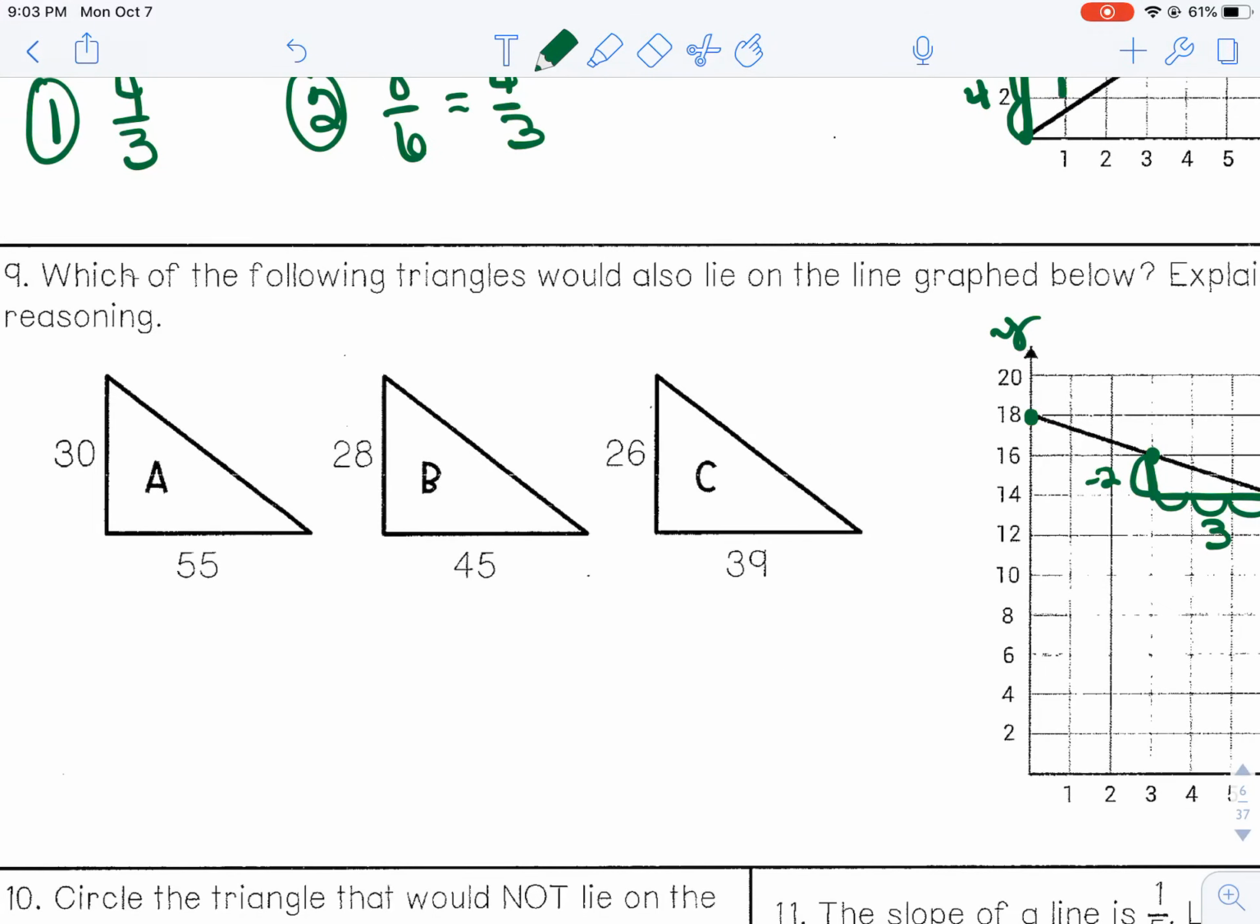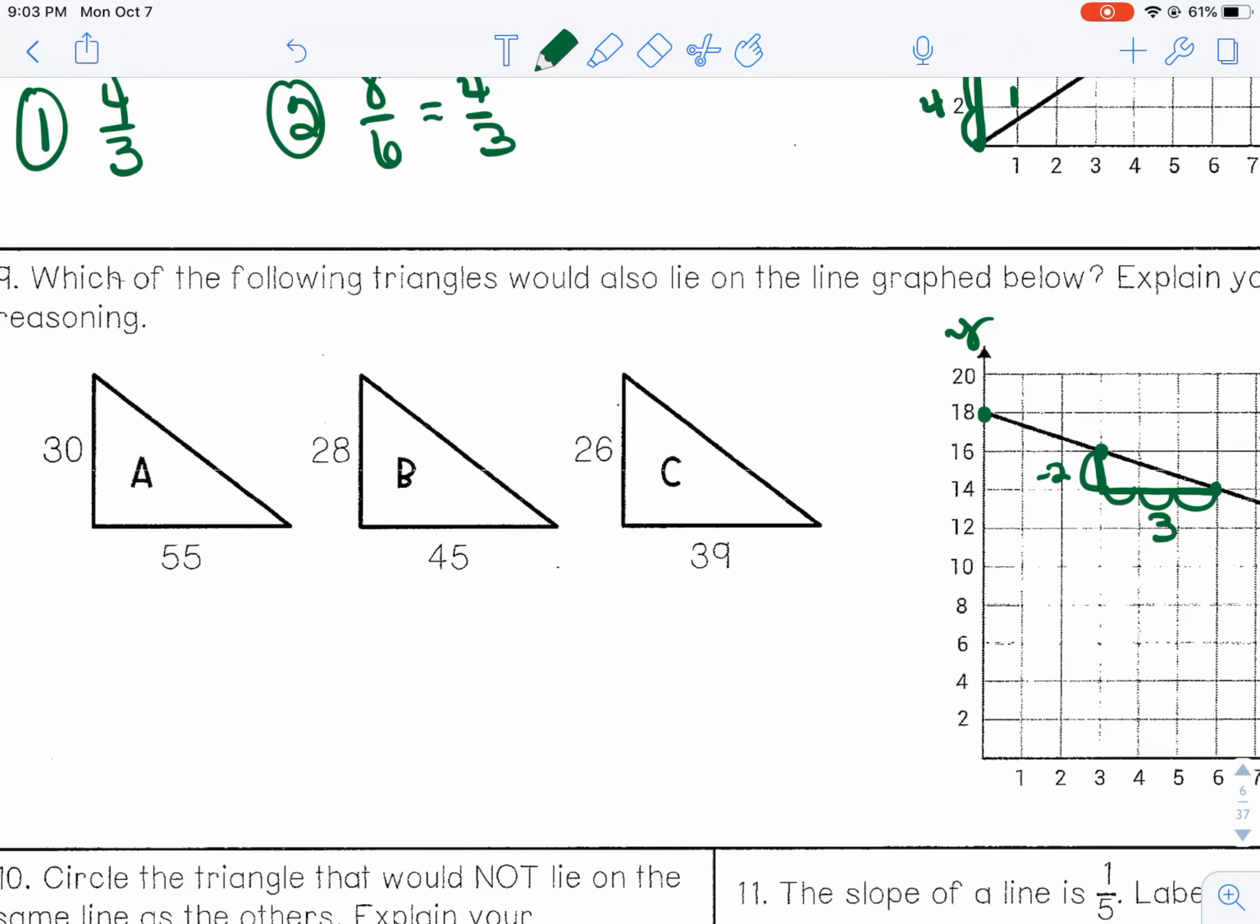All these over here, all these triangles over here, notice that they are starting high, ending low, so they're all negatives as well. So the rise would be -30/55, -28/45, -26/39. All right, let's calculate our slope on these, or simplify our slope on these.